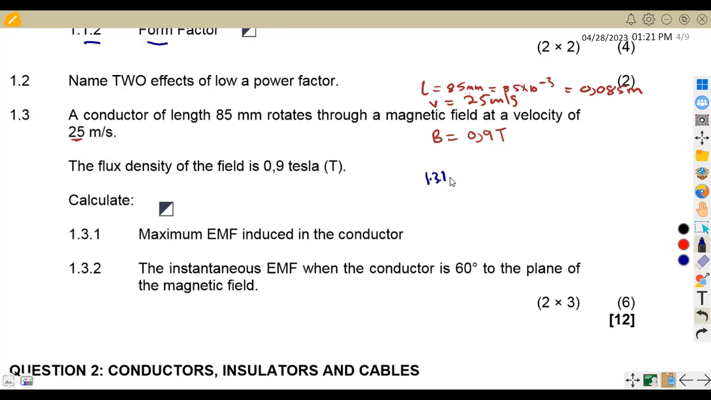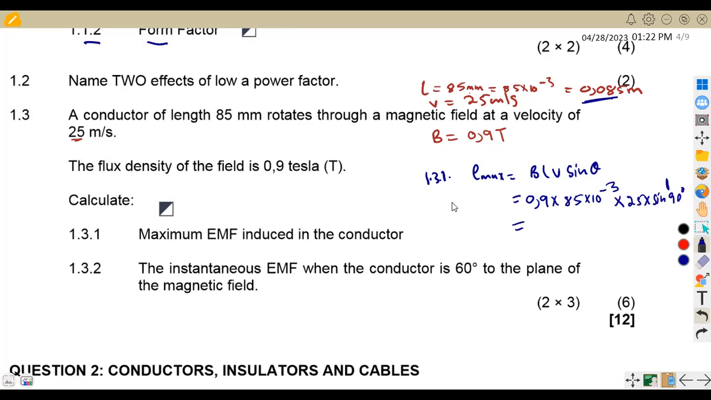Remember that the maximum EMF, which is given as E max, can be calculated from the product of B L V sine of theta. So that is taken at 90 degrees in this case. We are not given the angle, so we take this one at 90 degrees. So this is going to be B, which is 0.9, times the length in meters, which is 85 times 10 to the exponent of -3, or you use this decimal, one and the same, times the velocity in meters per second, which is 25, times the sine of 90 degrees, which is same as 1.